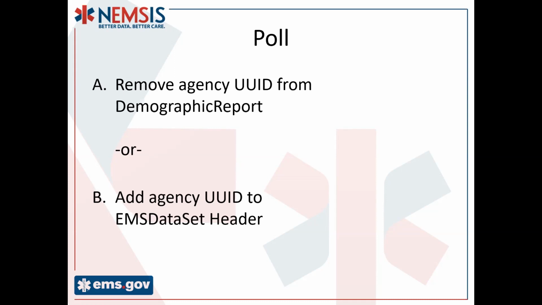Yeah, so that's a good way to restate that. Option A is to essentially take us back to like we are in 3.4 in regards to the agency itself. We would still identify it using the existing data elements that we use today. Option B says, hey, if we're going to add a UUID to the agency itself, then we should probably use that UUID in the EMS dataset header as well.